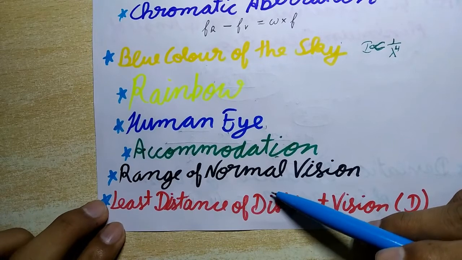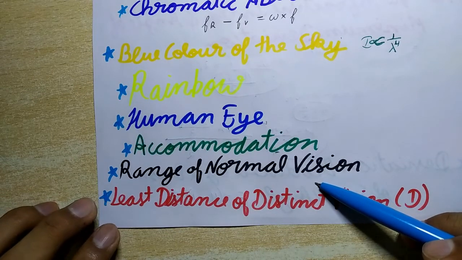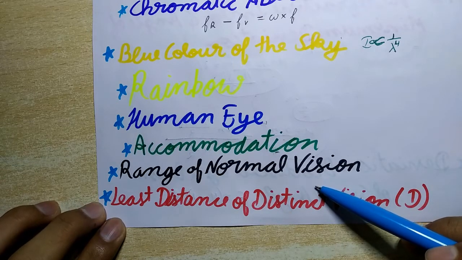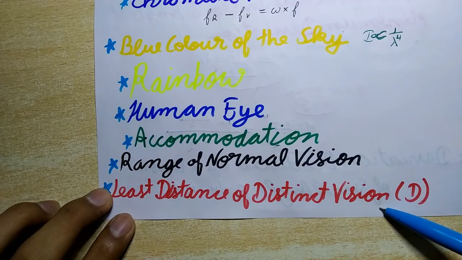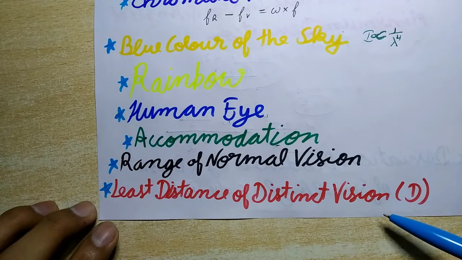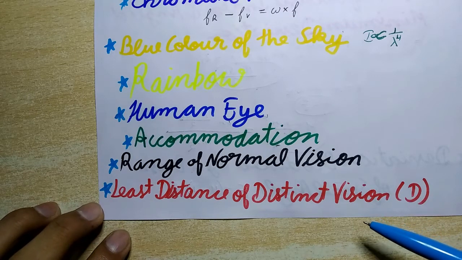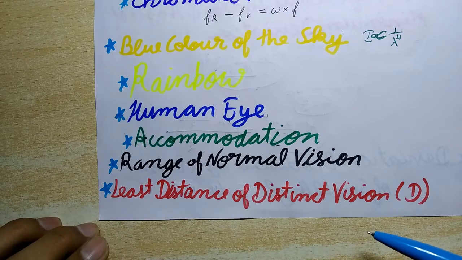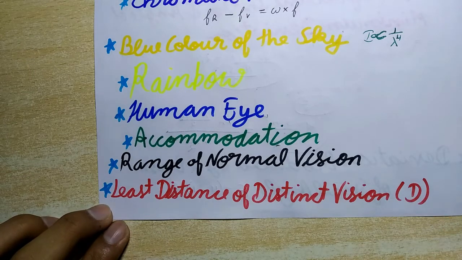Now next is range of normal vision. The distance between infinity and the 25 centimeter point is called the range of normal vision. Next is least distance of distinct vision. The minimum distance from the eye at which the eye can see objects clearly and distinctly without any strain is called the least distance of distinct vision, and for a normal eye its value is 25 centimeter.